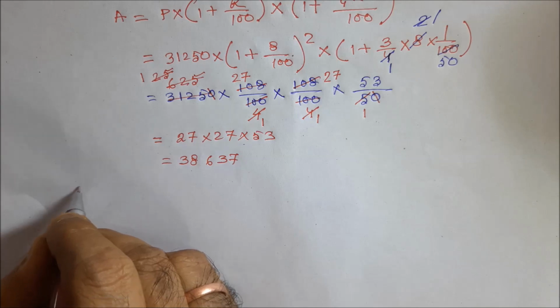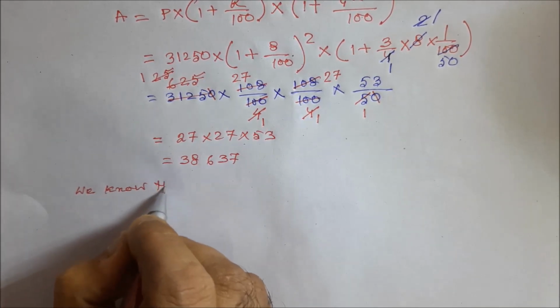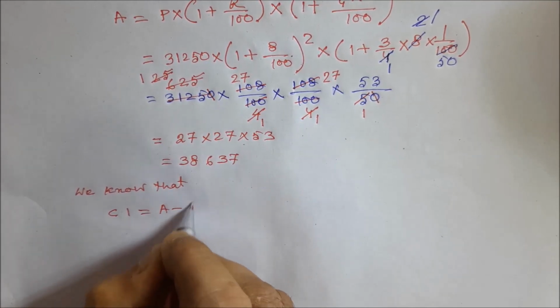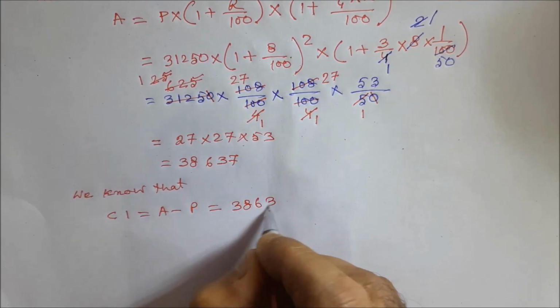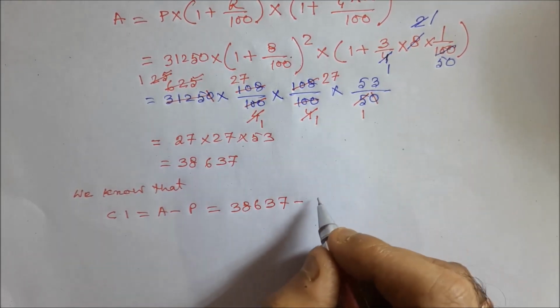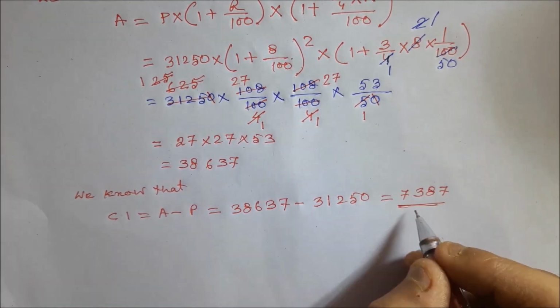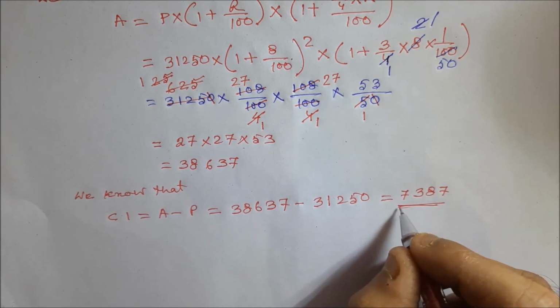38,637. But they are asking about the compound interest, so we must write, we know that CI is equal to amount minus principal. So what is our amount? That is 38,637 minus our principal was 31,250. If you subtract this, then you will get 7,387 rupees as the compound interest. So already we have got our answer.